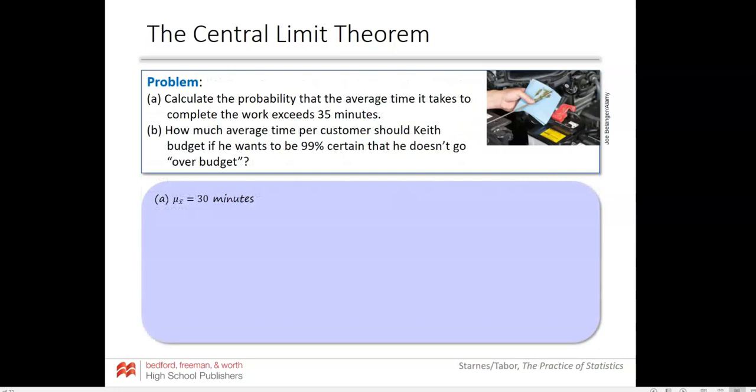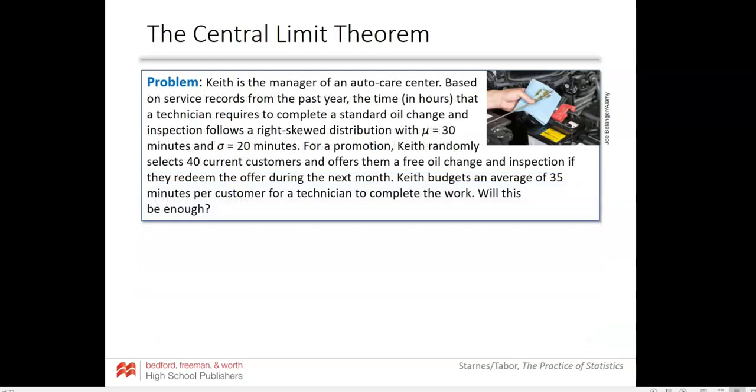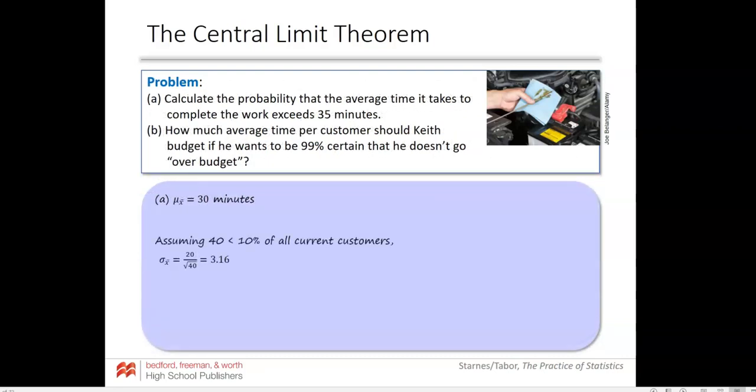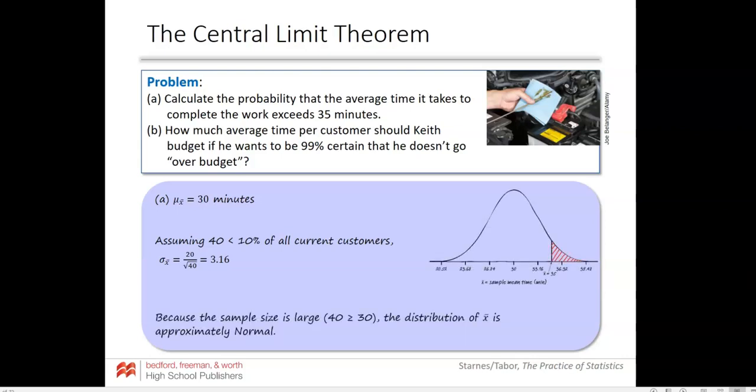So the question that follows is this: calculate the probability the average time it takes to complete the work exceeds 35 minutes. You want to start with a mean. The mean was given to us, it's 30. Check the less than 10% condition: 40 is less than 10% of all current customers. So you're going to plug into that formula: the standard deviation of the population, which is 20, divided by the square root of n, is 3.16 in this case.